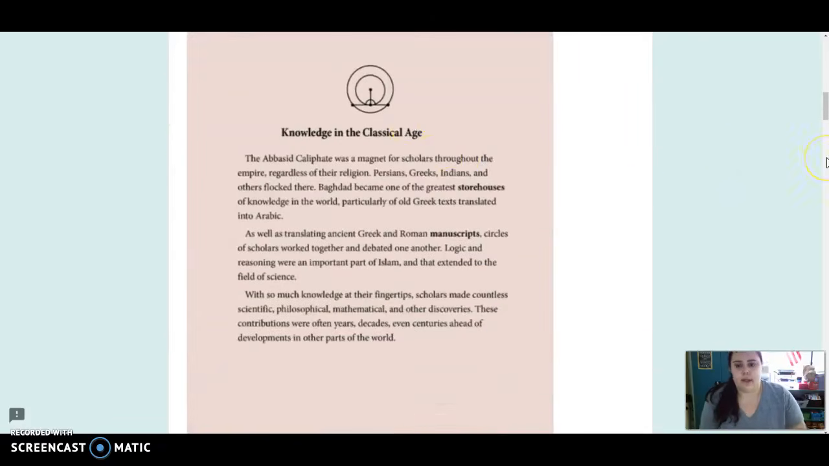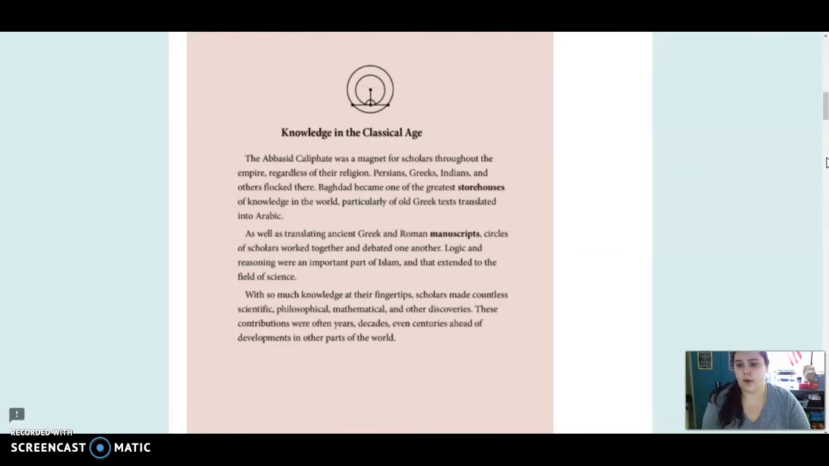Knowledge in the Classical Age. The Abbasid Caliphate was a magnet for scholars throughout the empire. Regardless of their religion, Persians, Greeks, Indians, and others flocked there. Baghdad became one of the greatest storehouses of knowledge in the world, particularly of Old Greek texts translated into Arabic. As well as translating ancient Greek and Roman manuscripts, circles of scholars worked together and debated one another.